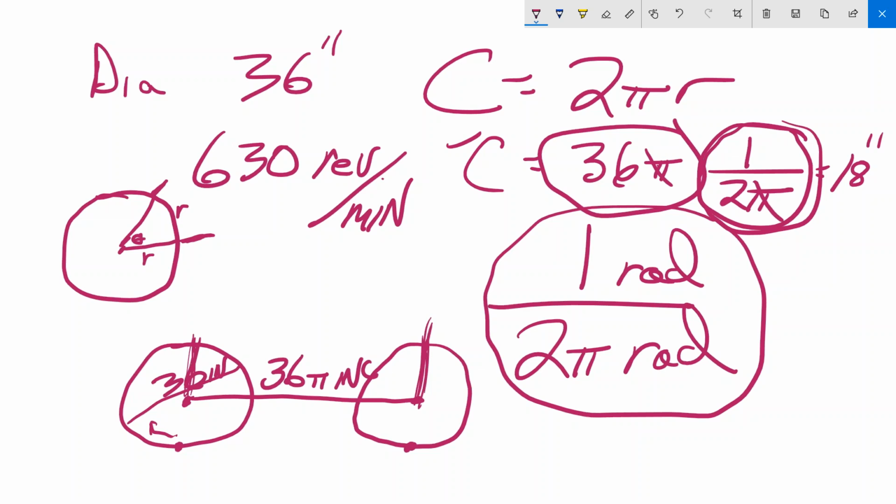Okay, what else? So far, we haven't needed that number, so they must have a question coming that involves that number. Notice we did not need that number at all to figure out how far it goes in one revolution. What we needed was the radius.